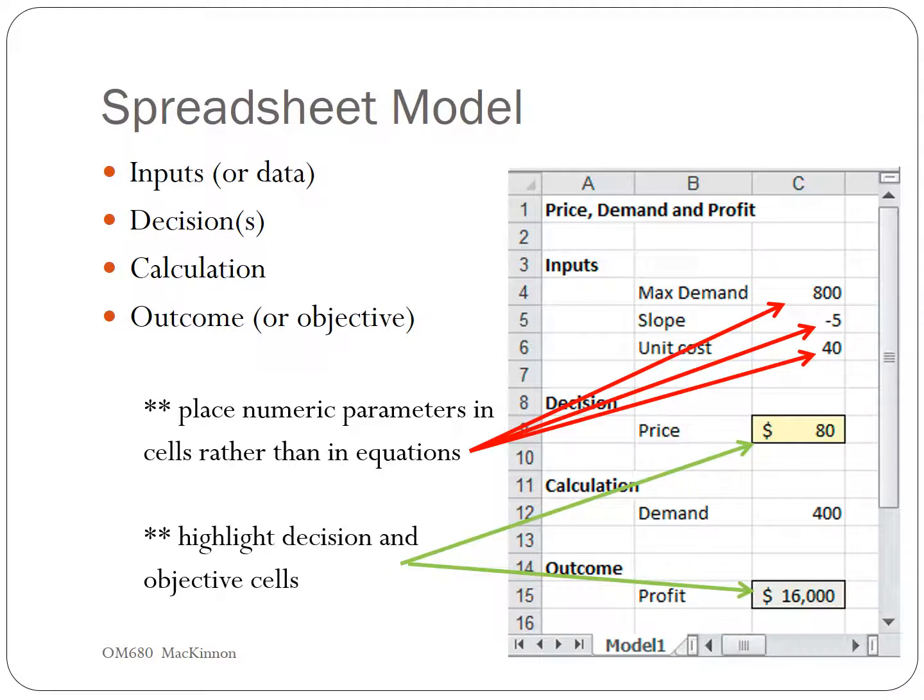And then we have our decisions. Decisions are usually highlighted in yellow, and our objective is highlighted in green. Again, this form allows you to look at a spreadsheet model and quickly recognize what's varying and what you're trying to optimize. So this is going to be important.